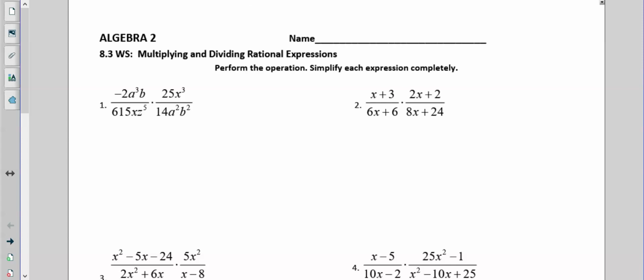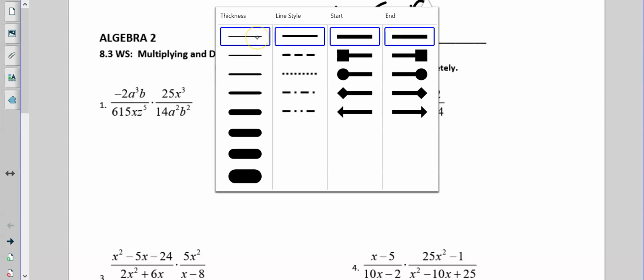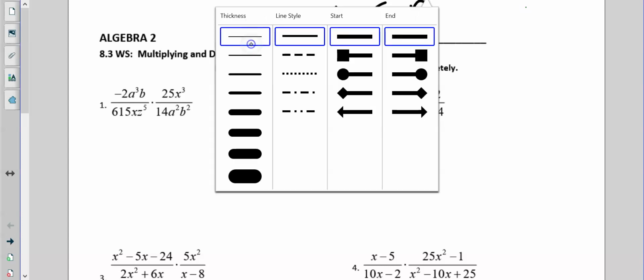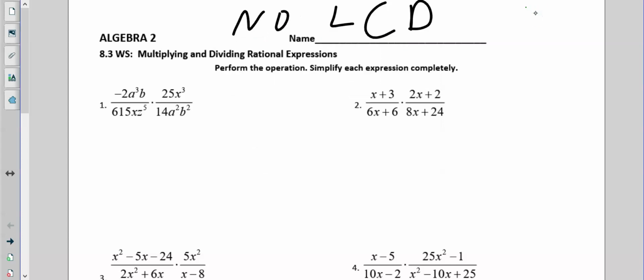So remember, no LCD. You can do it, but if you do that, you're just going to be spending way more time because you're going to make the fraction bigger and then end up reducing it. Okay, so we don't need an LCD. So you don't need to find out, number one, what number 14 and 615 both go into.